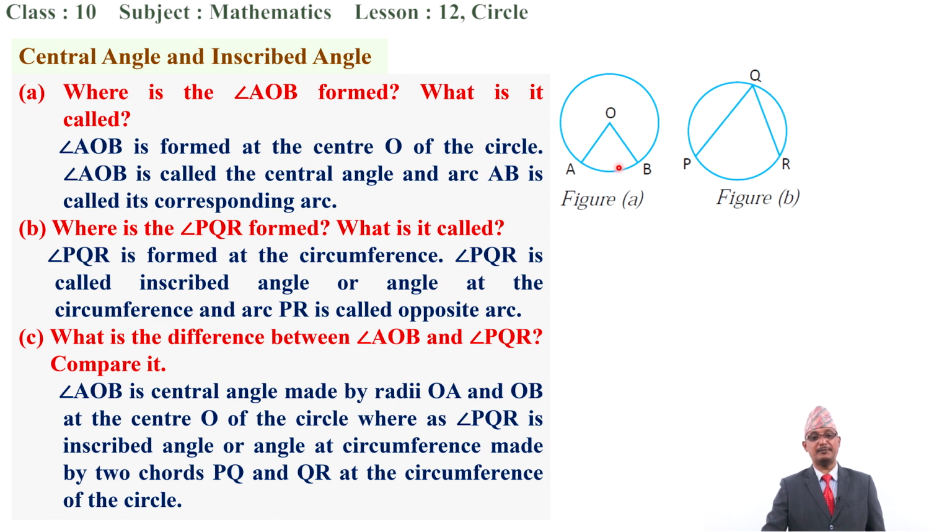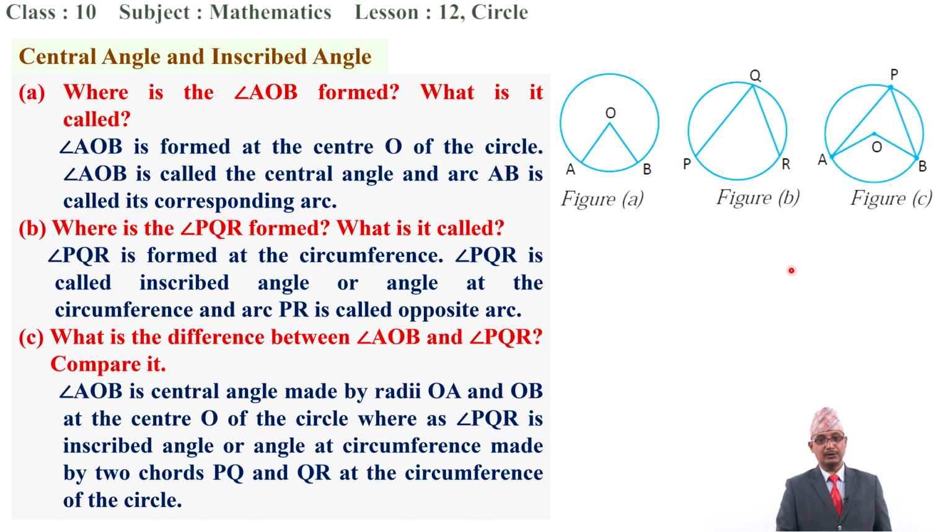So what is the difference between angle AOB and angle PQR? Angle AOB is the central angle made by two radii at the center, whereas angle PQR is the inscribed angle made by two chords at the circumference of the circle.